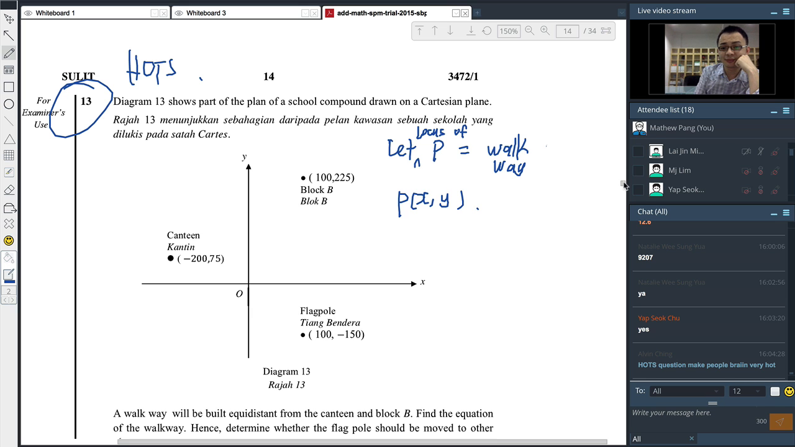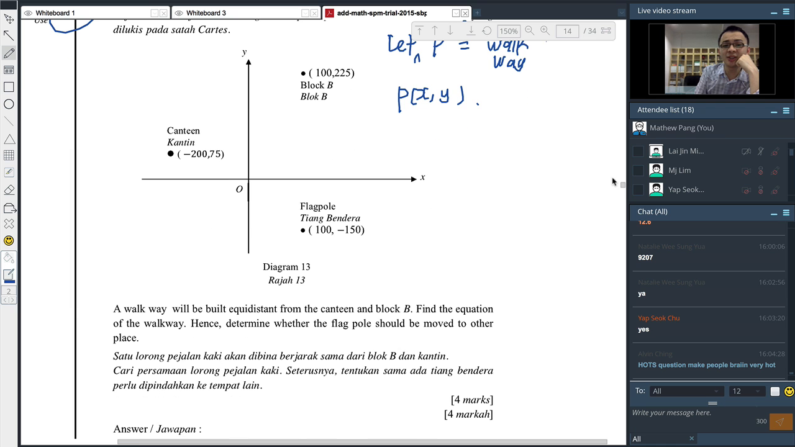Alright. So since they say equal distance, I know later I will have a line on the middle here, and the line must be equal distance between the canteen and block D, because this is what the question wants. There must be equal distance from here to here. Because of the information of equal distance, I would say PB will equal PC. P is the locus, which is the line. This is P, locus of P.